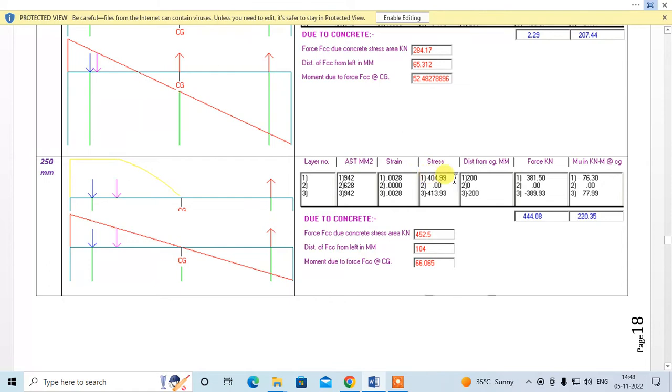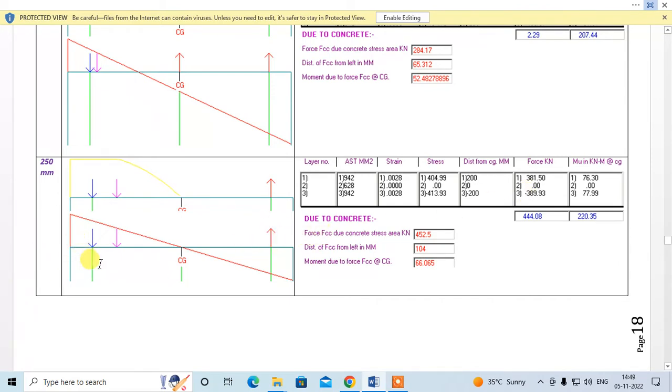That is why you get 404.93, and this is directly taken from the table without any deduction. That is 413.93, right? So this is how you get the stresses. Stress into area is your force. So this is how you get this force. This force is this force.